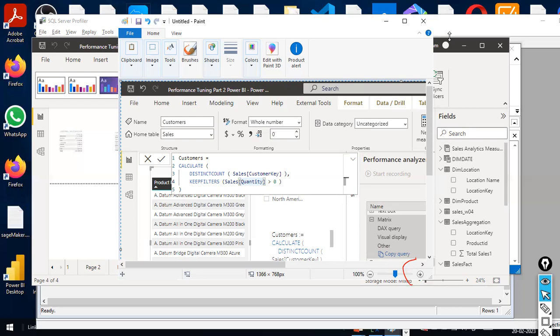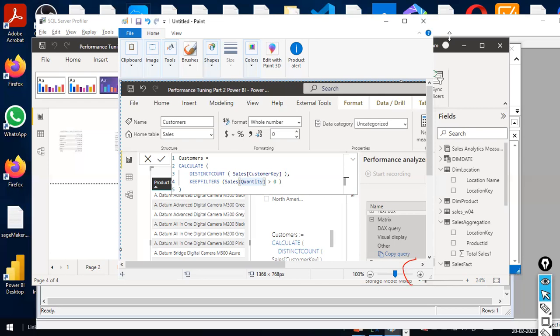The second one is the calculated group that I demonstrated in the tabular editor. That was very helpful. It dynamically picks up the measure, and with that you can reduce the number of measures you write. I have demonstrated that. And the third one is how we can improve the query's performance.